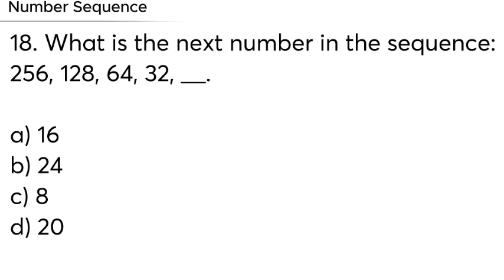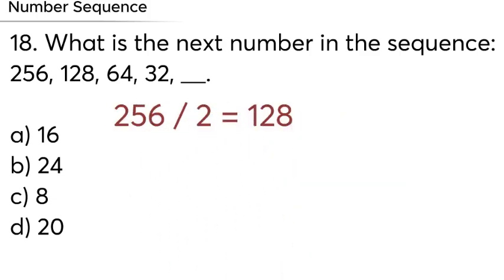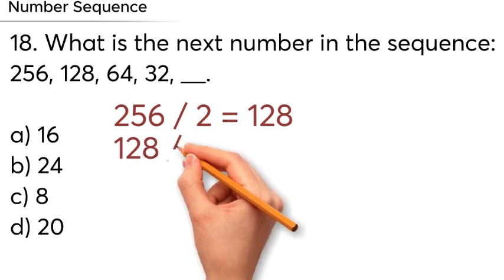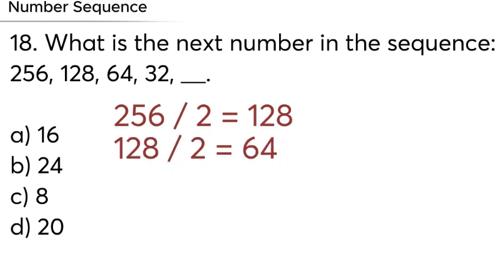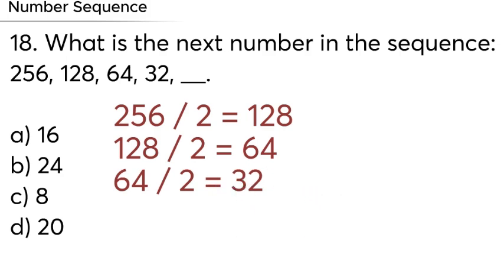We can detect that the pattern in the sequence is dividing each number by 2. 256 divided by 2 is 128. 128 divided by 2 is 64. 64 divided by 2 is 32. Hence, 32 divided by 2 is 16.